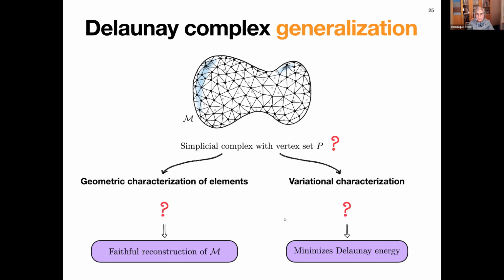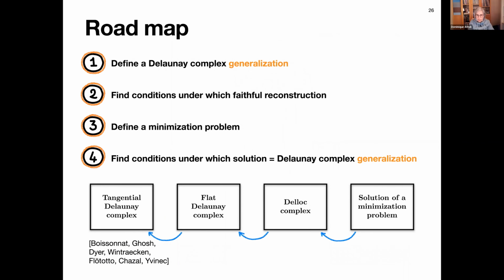So what we would like to do is to generalize this construction when the point set samples a manifold. I would like to define a simplicial complex with vertices P that will enjoy those two properties. First, a geometric characterization of its elements, and second, we would also like this generalization to minimize the Delaunay energy under some conditions. So this gives us the roadmap for this talk.